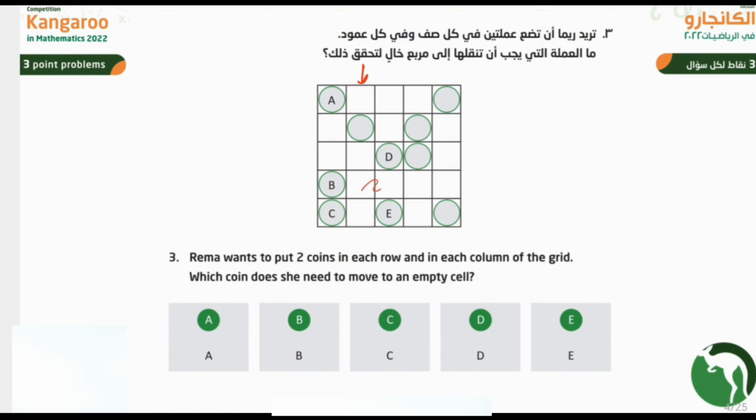So if we put C here and remove C from here, now if you look, we will have in this column 2 coins, in this column also 2 coins, and here 2 coins, and also here 2 coins, and here 2 coins. Also the same for each row. Here we will have 2 coins, and here 2 coins, 2 coins, and 2 coins. So C is the correct answer.